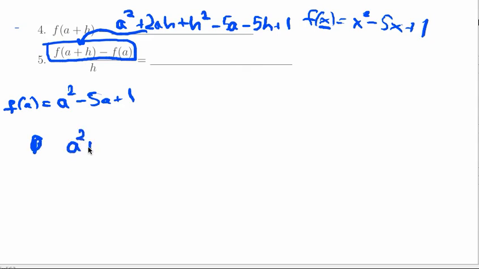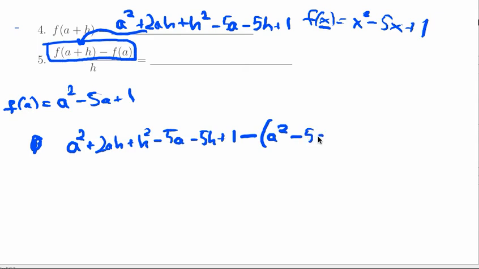That's a squared plus 2ah plus h squared minus 5a minus 5h plus 1. And I'm going to subtract all of f of a. That's the parenthesis a squared minus 5a plus 1. Now let's simplify. I'll go ahead and write this out. A squared plus 2ah plus h squared minus 5a minus 5h plus 1.